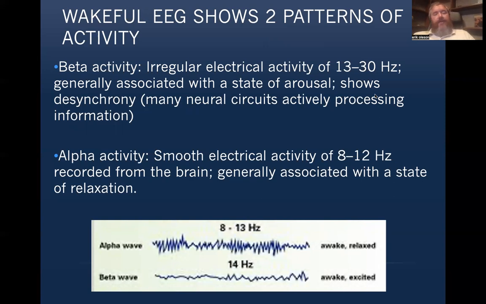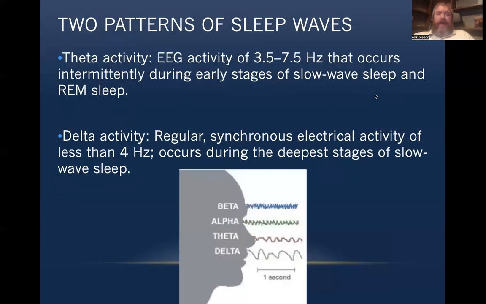By contrast, during alpha activity, you see smooth electrical activity of 8 to 12 hertz that's recorded from the brain and is generally associated with a state of relaxation. Theta activity are EEG waves of 3.5 to 7.5 hertz that occur intermittently during early stages of slow wave sleep and REM sleep. Delta activity is regular synchronous electrical activity of less than 4 hertz. It occurs during the deepest stages of slow wave sleep.